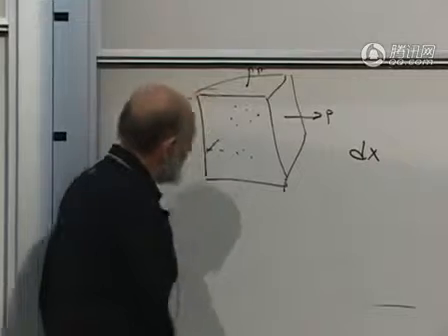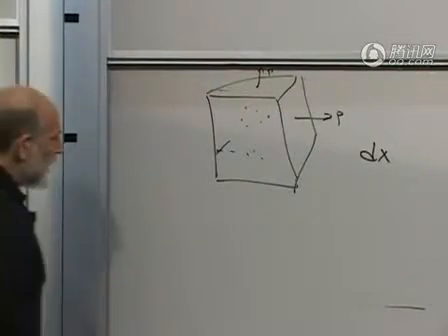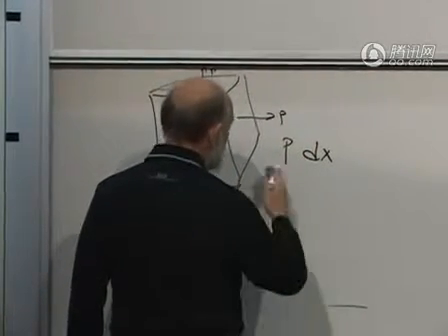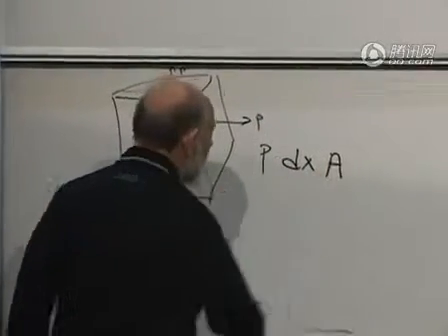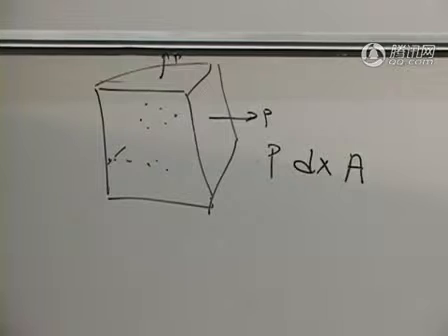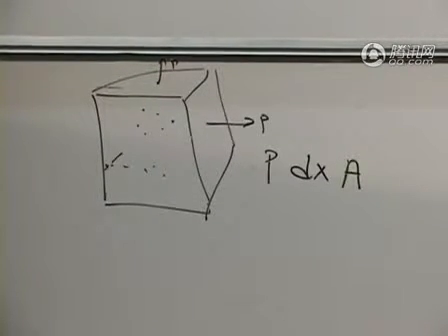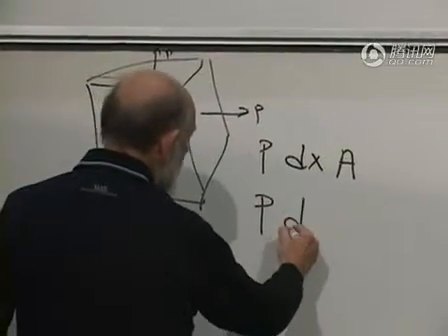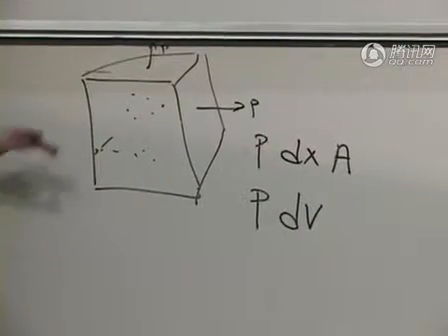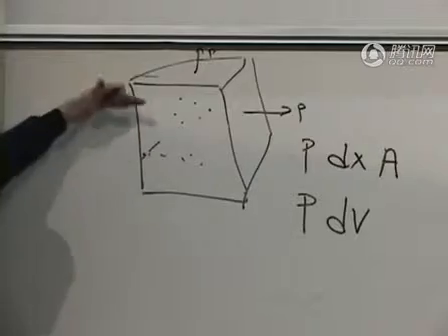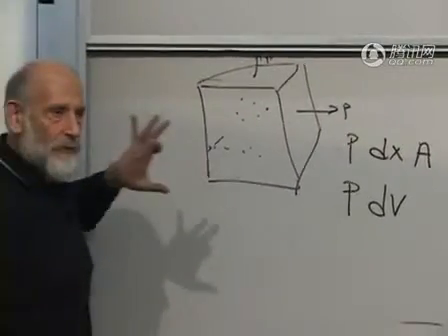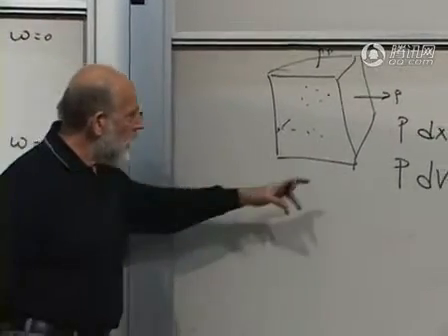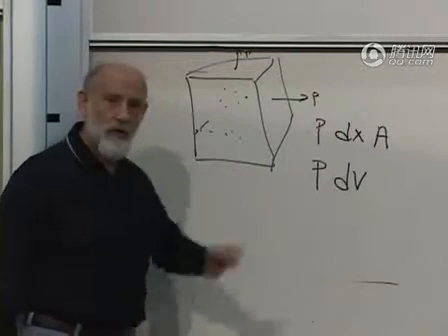What's the force? Pressure times area. So the work done on the walls of the box is the pressure times dx times the area of the wall. What is dx times A? That's the change in the volume of the box. So it's pressure times the change in the volume of the box. You would get the same thing if you moved the vertical dimension a little bit or the in-out direction a little bit. In fact, you would get the same thing if you changed all the directions simultaneously. The work done is the pressure times the change in the volume.